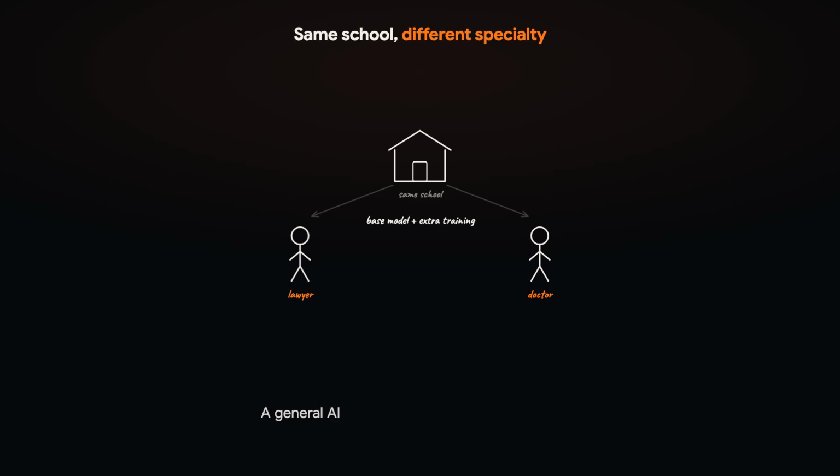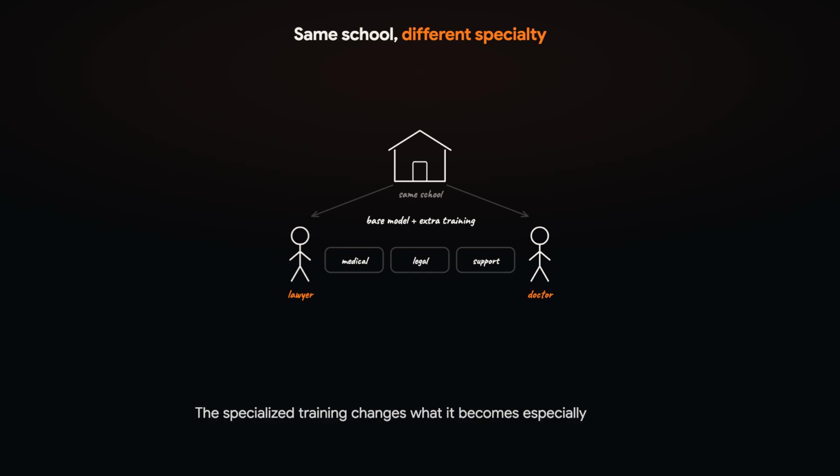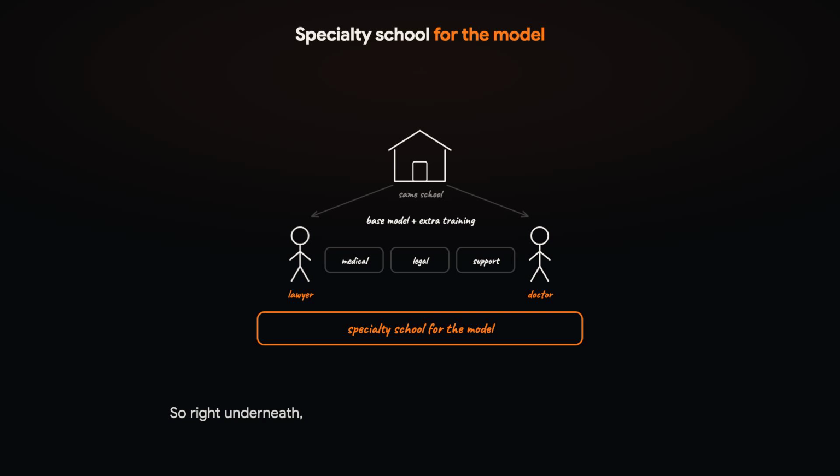A general AI model learns broad knowledge first. After that, it can receive additional training for a specific task or industry. For example, one model might be fine-tuned for medical writing, another for legal research, another for customer support. The base model stays similar. The specialized training changes what it becomes especially good at. So, fine-tuning is like sending the model to specialty school.